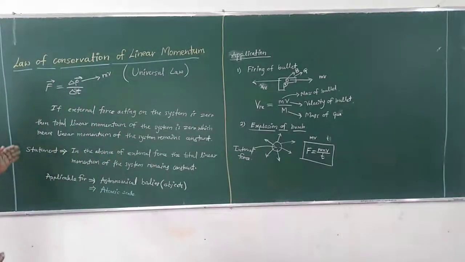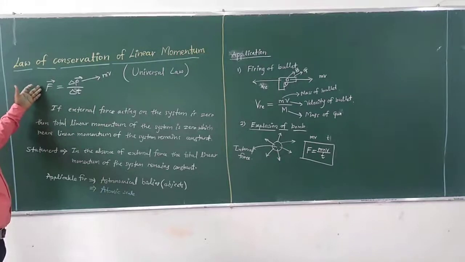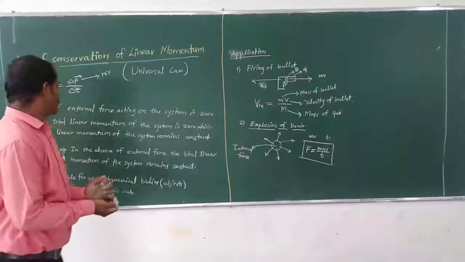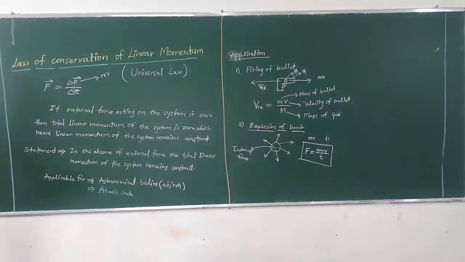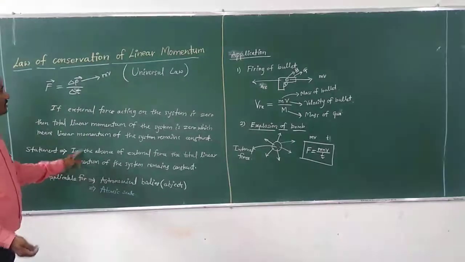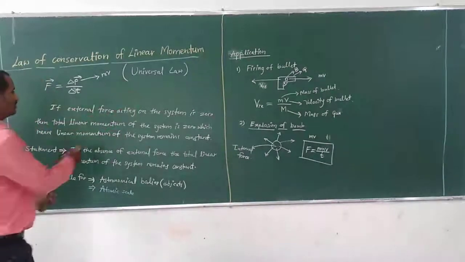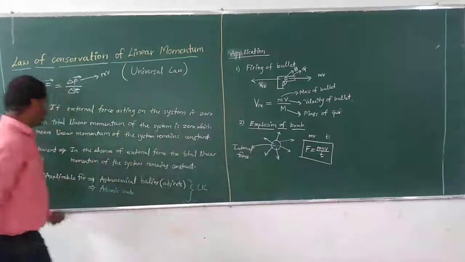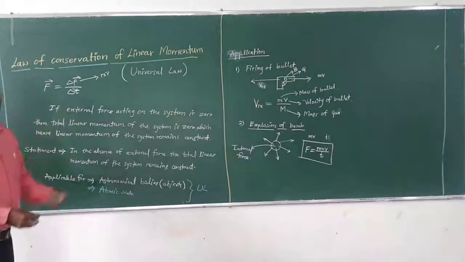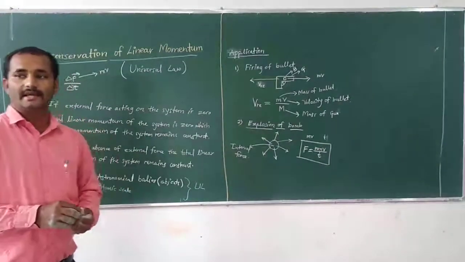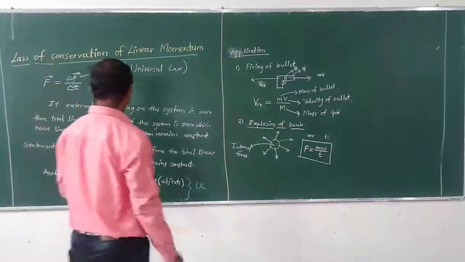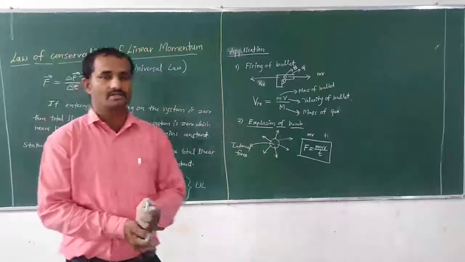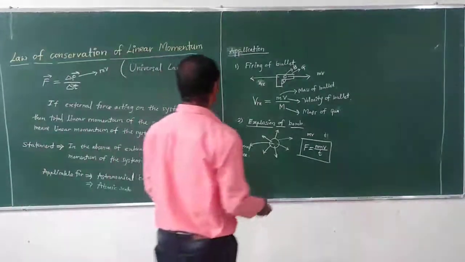Newton's second law of conservation of linear momentum काय सांगतोय? In the absence of external force, the total linear momentum of the system remains constant. So this law is also called the universal law. तर universal law का म्हटलं जातो याला? तर मी इथे UL लिहू शॉर्टकट मध्ये. So this law is applicable for big bodies like astronomical objects. Also this law is applicable at atomic scale. So this law is called the universal law.